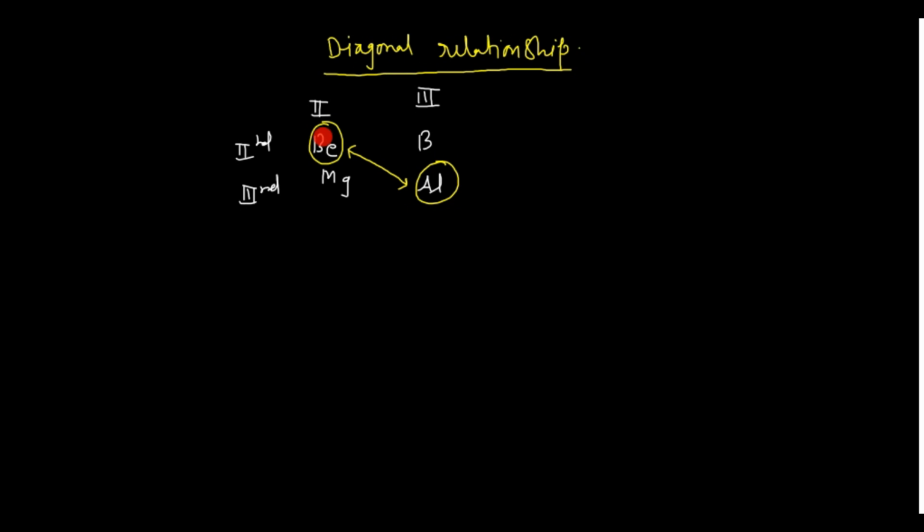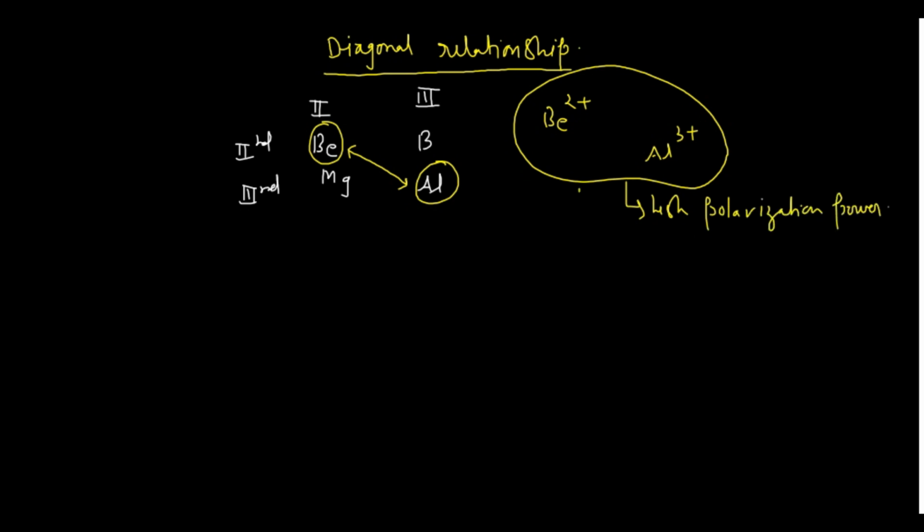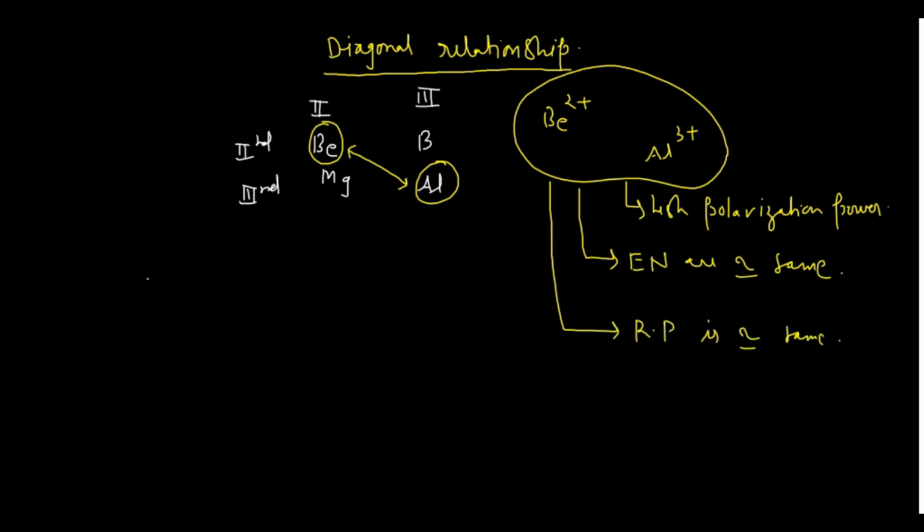Whether you have the beryllium ion Be2+ or the aluminium ion Al3+, if you compare these two ions, they both have very high polarization power. Their electronegativities are also approximately the same, not the exact value but approximately the same, and their reduction potential is also similar. So all these things make them similar towards various kinds of reagents, and they show similar properties.